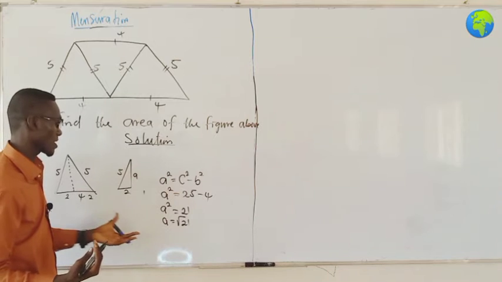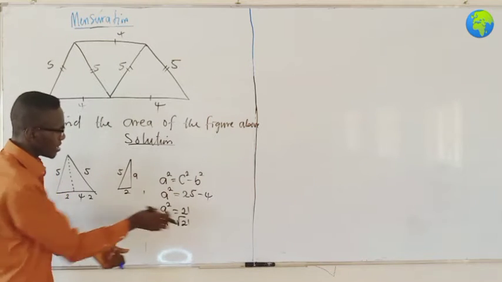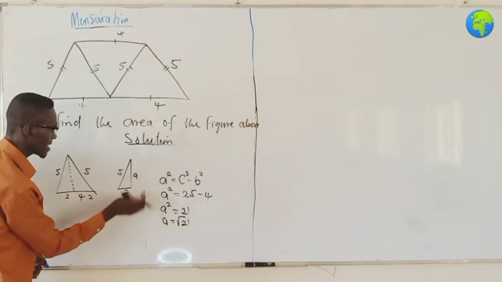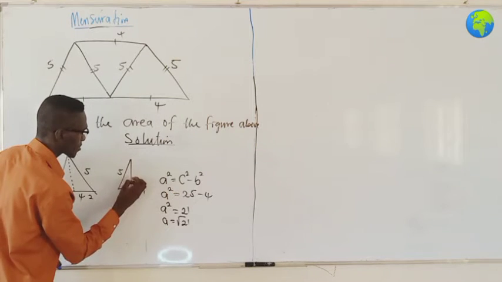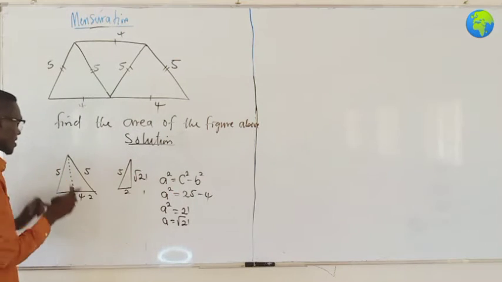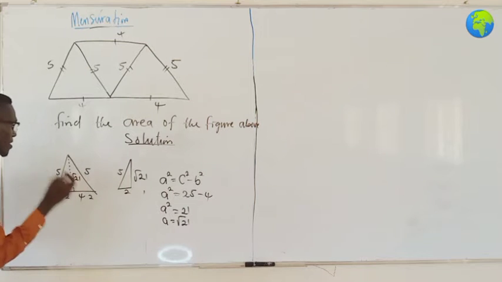I don't know. Is there any other thing we can do to this? Let's leave it like this. That means the missing part A is going to be square root of 21. So this is square root of 21.